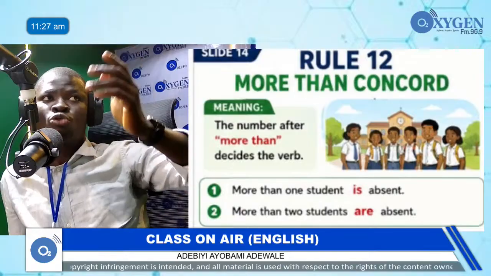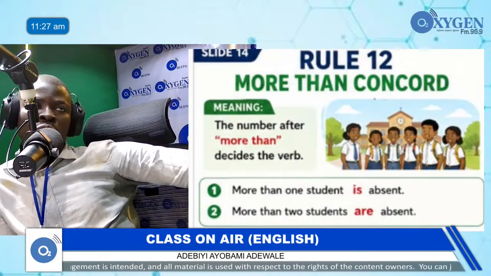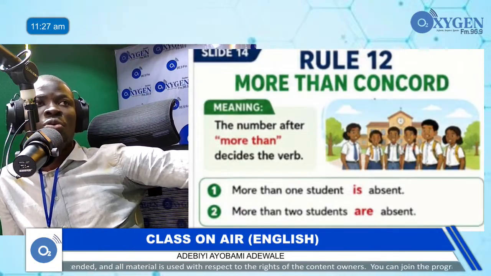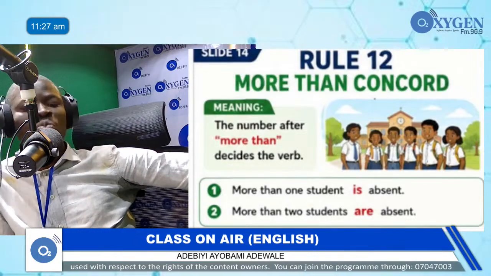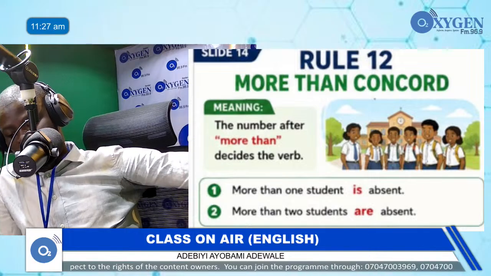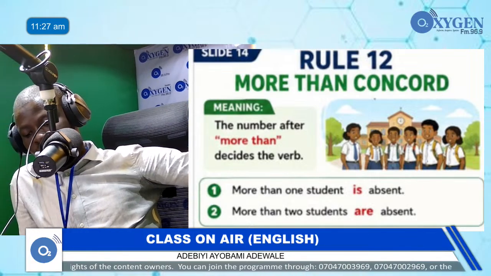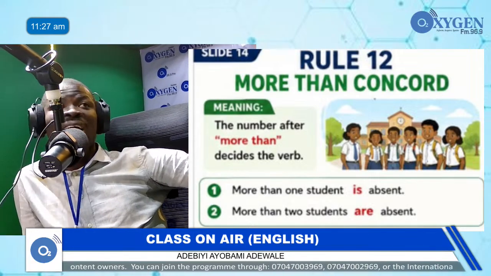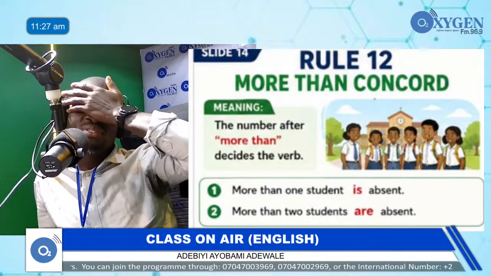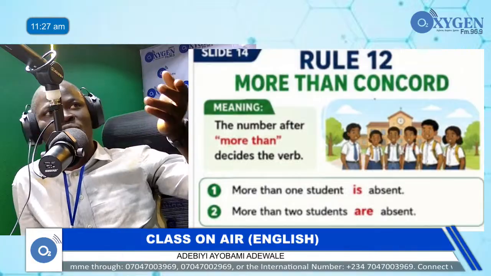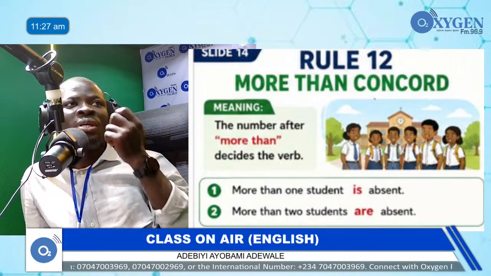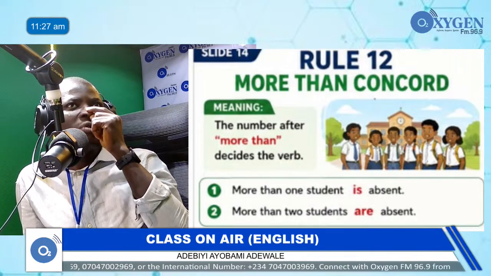Rule 12. More than concord. That is, the more than construction. And how do we use more than? The rule says that the number after more than decides the verb. Let me tell you what happens in this expression. There is what we call an anecdote in language studies. We have it in literature too. There are expressions, and there's what we call parentheses too.